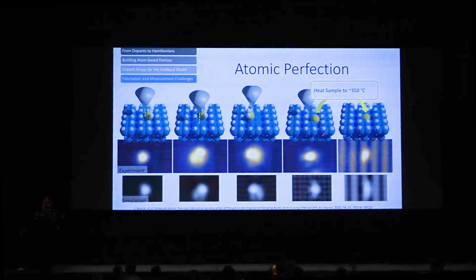And then when we heat up the sample, we really get single phosphorus atoms going in where we want them to go. So we're able to start making systems now where they're perfect.